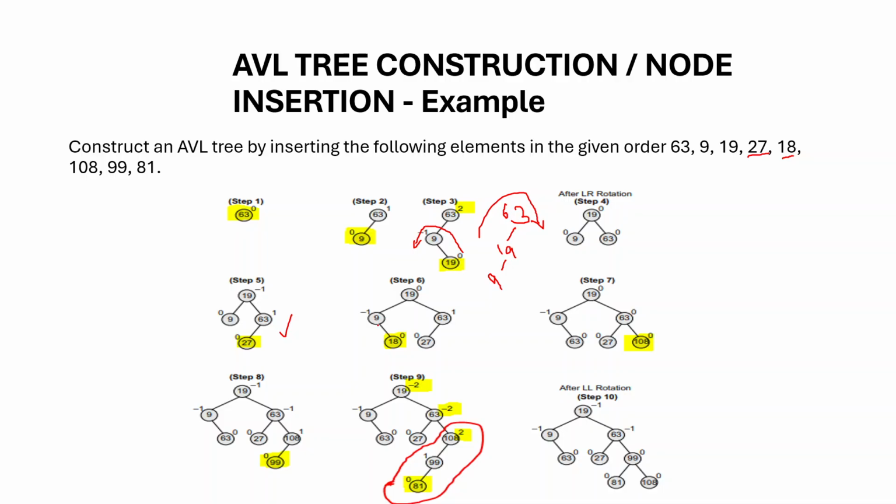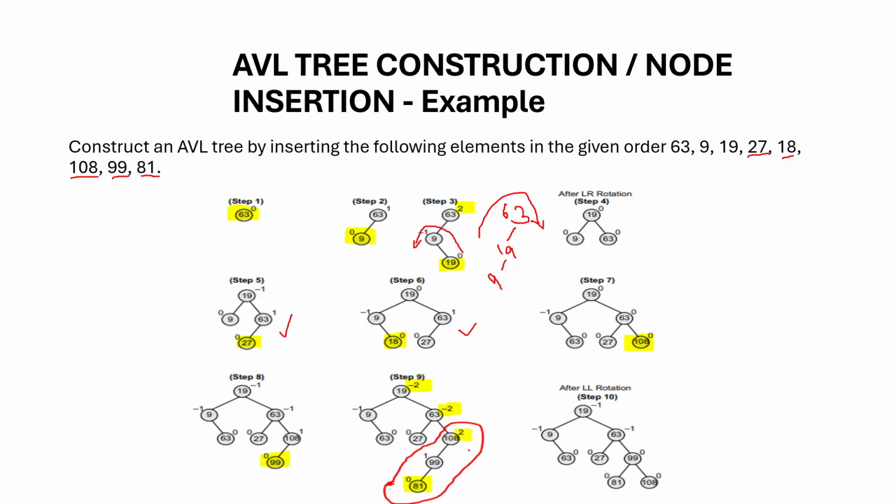More than 9, I'll put it on the right subtree of 9. Okay, fine. This is correct. And then 108. So 108, which is more than 19, more than 63, I'll put in the right subtree. Then 99. What happens over here? 99, which is more than 19, more than 63, lesser than 108. So now the balancing factor also: 1, 2, and 1, 2, 3. So 2 minus 3 is minus 1. So everything is balanced. So the next one is going to be 81.